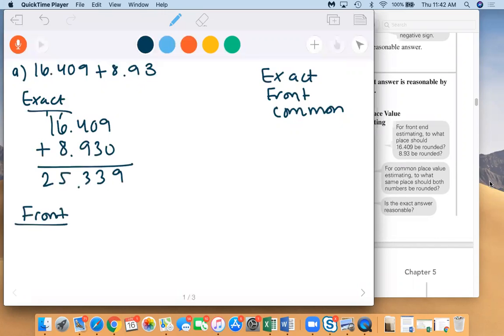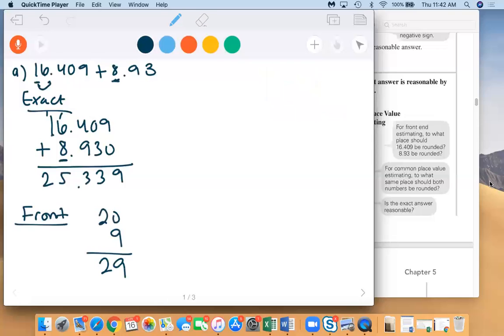So when we front end estimate, remember, we just go to the first number. Front end estimating is going to round this up to 20 and this up to 9, right? We looked at that front number right here. That 9 stays a 9, and that 16 rounds up to a 20. So we get 29. That's our front end estimate. That's pretty close to 25, but let's go ahead and line up our numbers again.